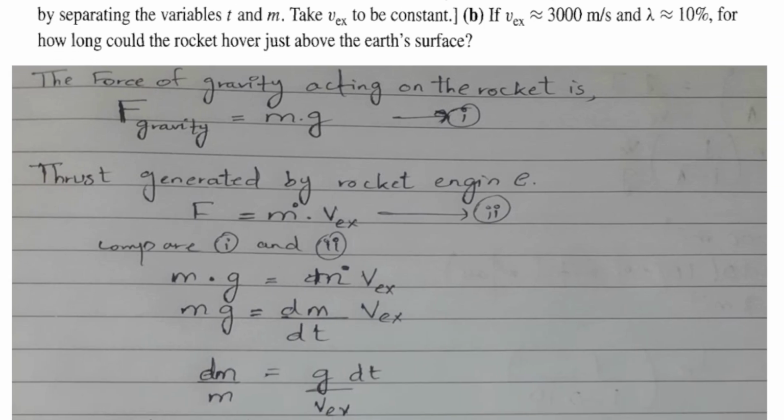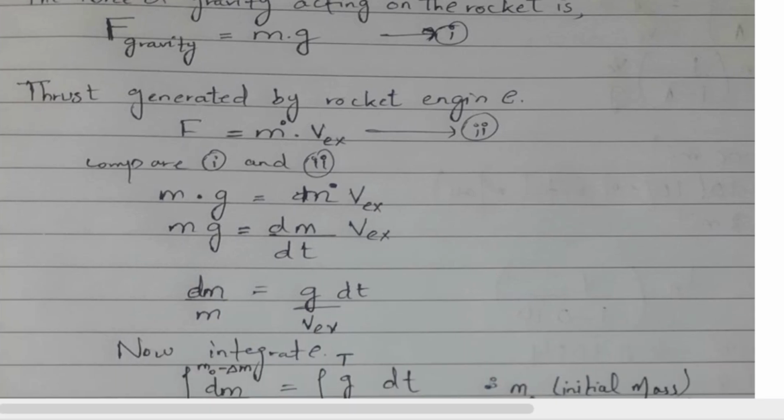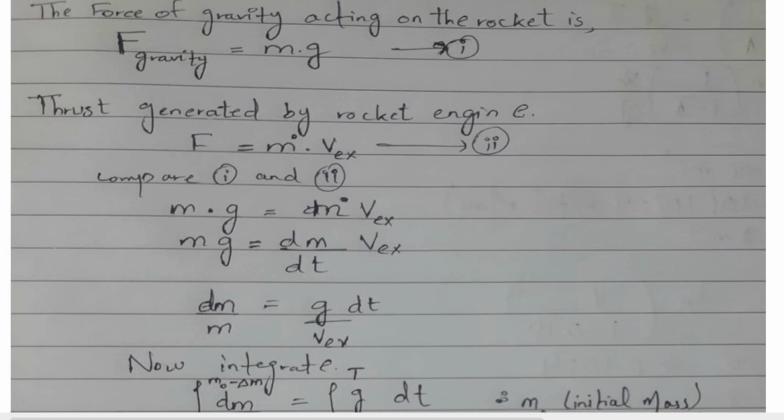After comparing and putting in the first order derivative, which is in time derivative form, and separating the values, you can see this is the derivative of mass. So you have to separate the variables of mass and time. After separating you will get the term. Now for this you have to integrate.